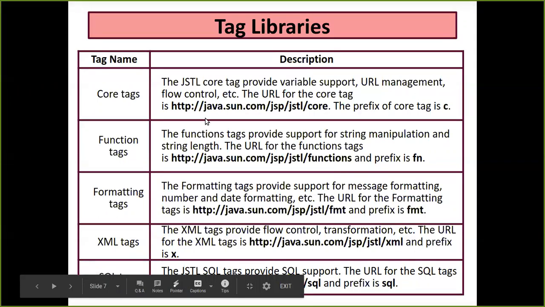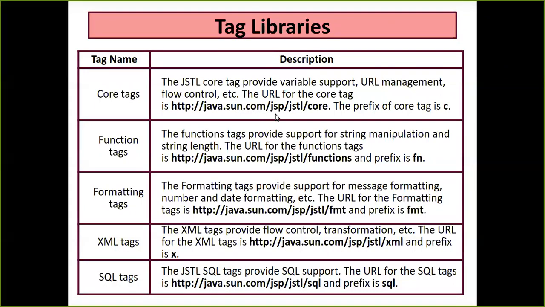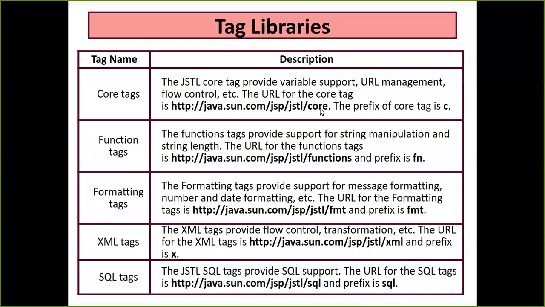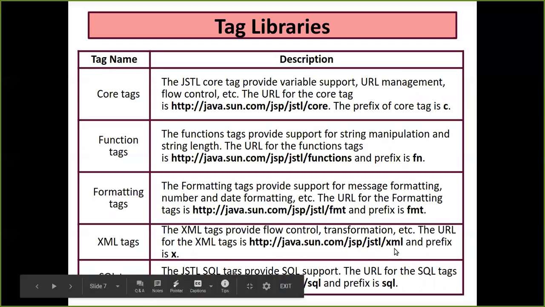If I talk about the core, it starts from http java.sun.com JSP JSTL. Till here it is the same in all the 5 tags. What is going to change? The last name. If I'm going to use the core tag, the word attached to the URL is core. If I'm going to use the function tag, functions is attached to this URL. For the formatting tag, what do we have in the URL? fmt. For XML, I have xml. For SQL, I have sql.